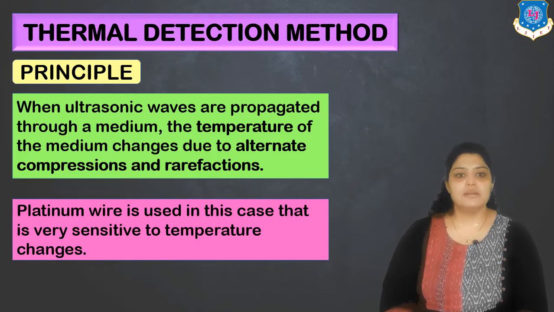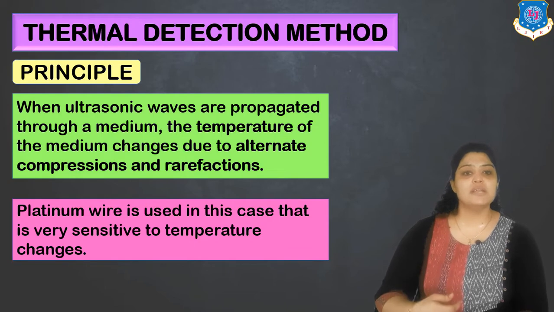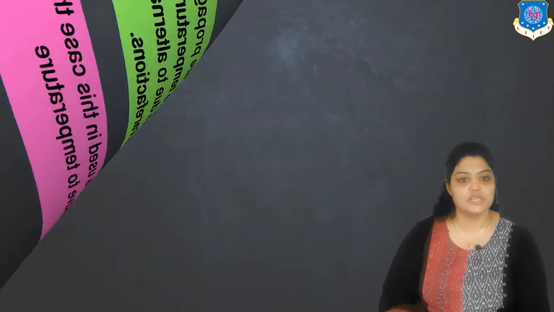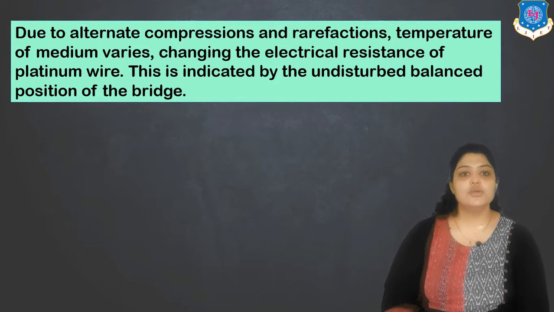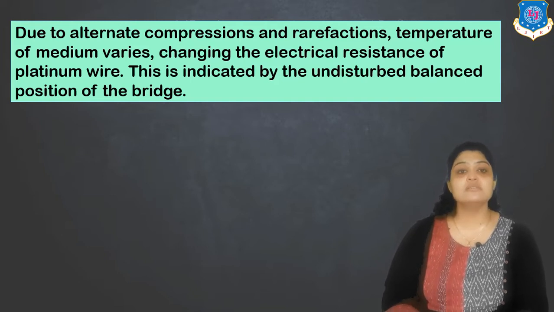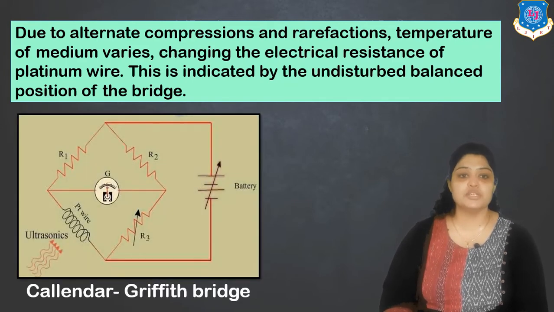In this particular method, basically platinum wire is used. Why? Because platinum is a material which is highly sensitive to temperature changes. It can detect very, very small temperature changes. Let's understand what the thermal detection method is. Due to the alternate compressions and rarefactions of the medium, the temperature of the platinum wire changes, and the resistance of the platinum wire will also change, and that is indicated by a pointer in the position of the bridge, known as the Callendar-Griffith bridge.